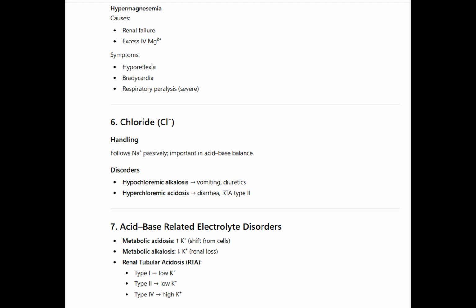Renal tubular acidosis types 1 and 2 are associated with low potassium, whereas type 4 is associated with high potassium due to aldosterone deficiency or resistance.